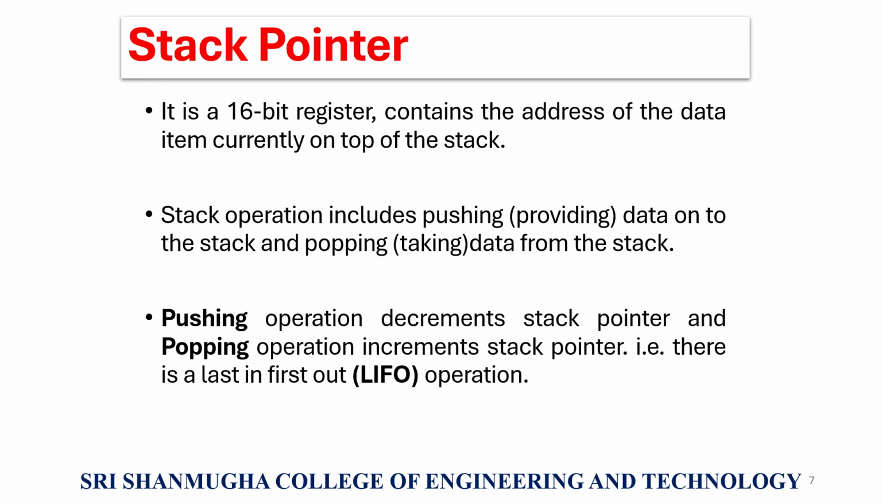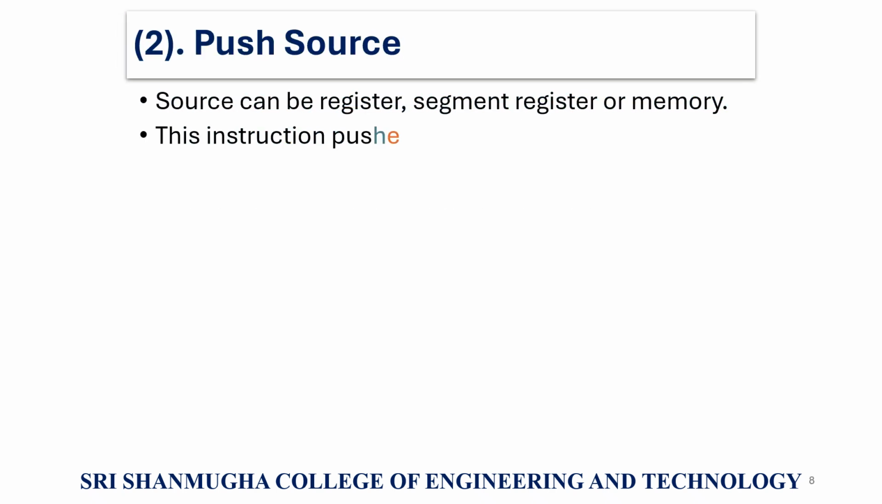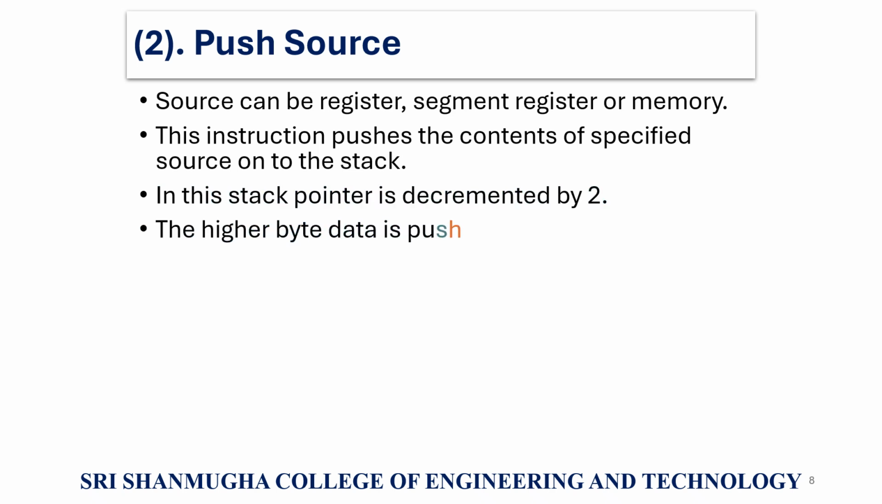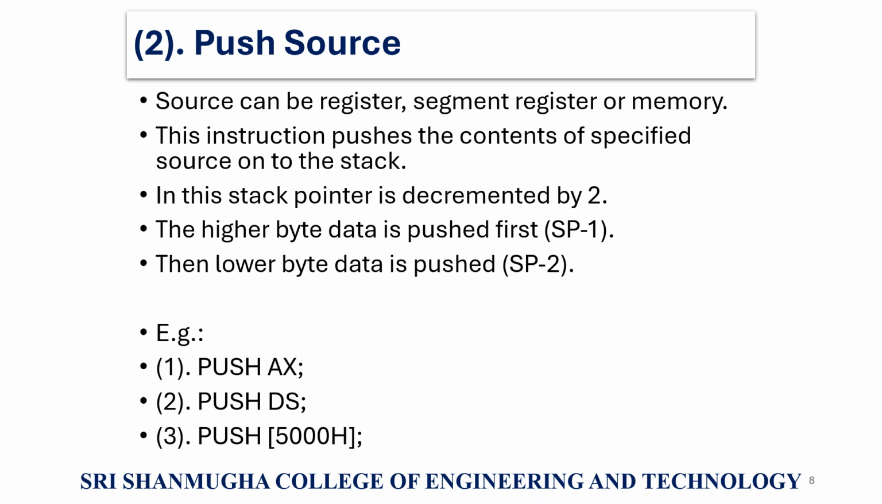So the stack works with two different operations, pushing and popping. Push: the mnemonic for push is push source. Here we have to mention the source. The source can be a register, or a segment register, or a memory location. This instruction will push the content of the specified source onto the stack. Source means the location where we have the data.